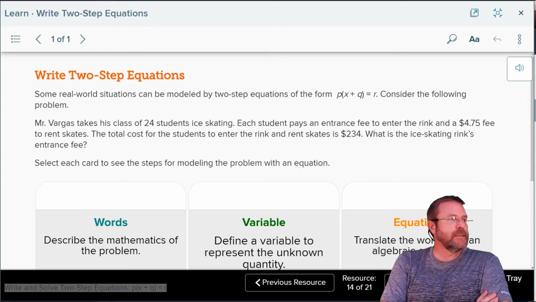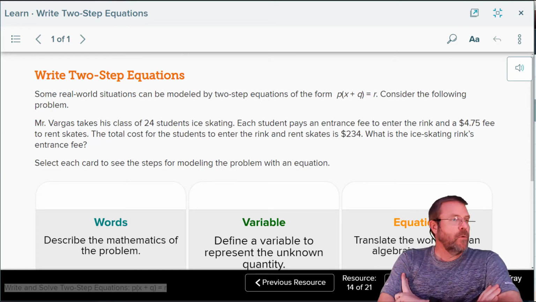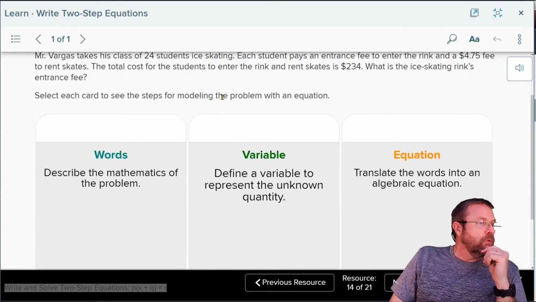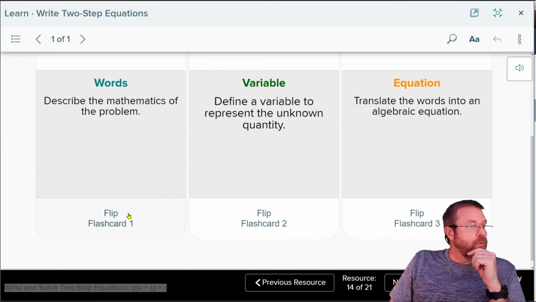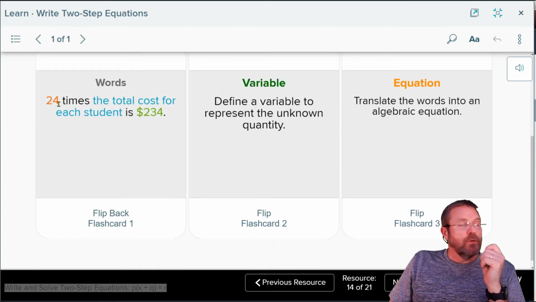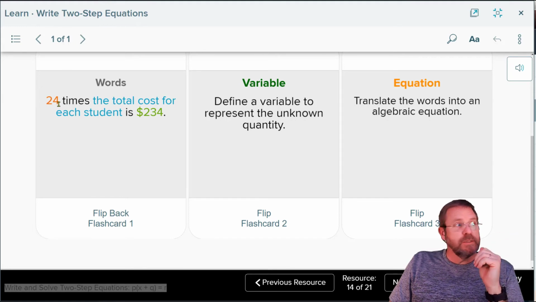What is the ice skating rink's entrance fee? Well, let's find out. First thing we're going to do is describe the model using mathematics. So we're going to say that 24, the number of students, times the total cost for each student to enter the rink, and the total cost for each student is going to be $234.